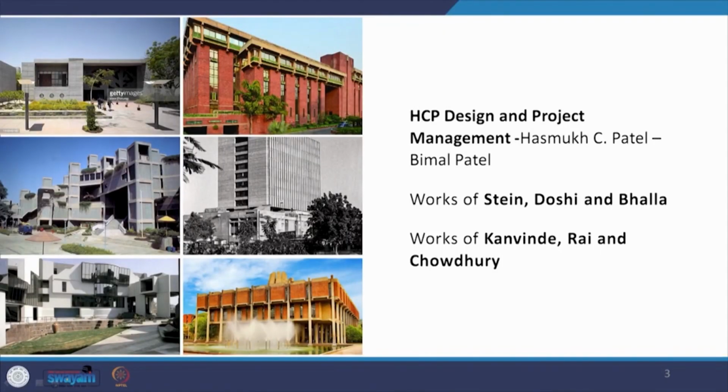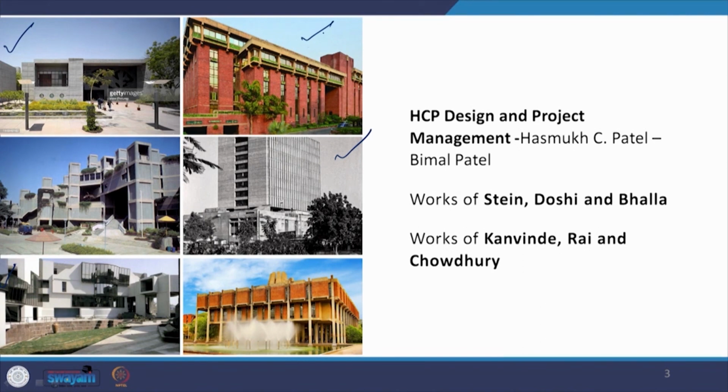We also saw last time that there was the arrival of major architectural firms of that period, one which continues even till today, that is the HCP Design and Project Management. Earlier Hasmukh Patel was the lead architect, now architect Bimal Patel is the lead architect, and this was the work done by Hasmukh Patel, and this is the extension of the IIM Ahmedabad campus done by Bimal Patel. Then there were the works of Stein, Doshi and Bhalla, and so we have the works of Mr. Doshi. This is the NIFT campus in Delhi, and this is the India Habitat Center by Joseph Allen Stein.